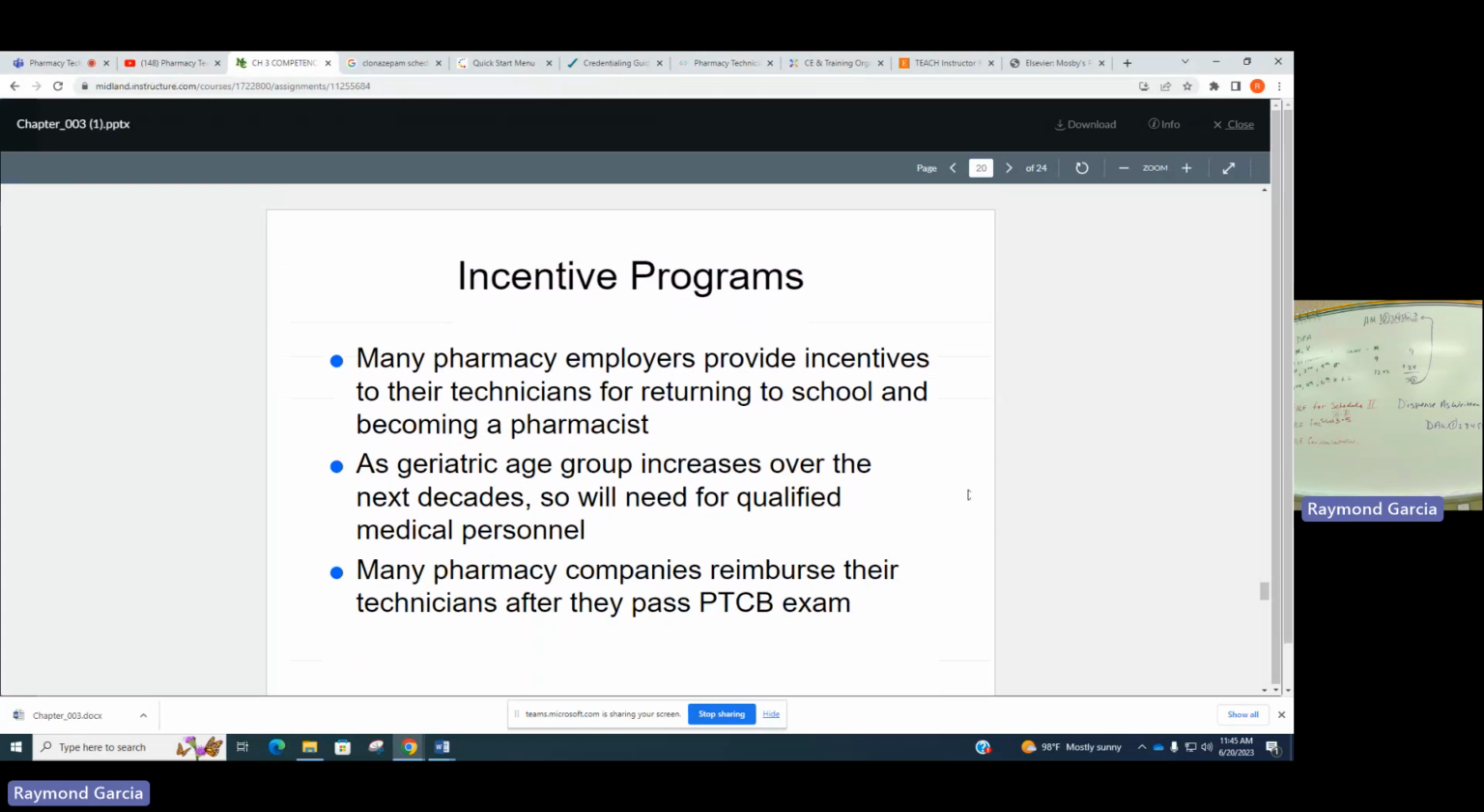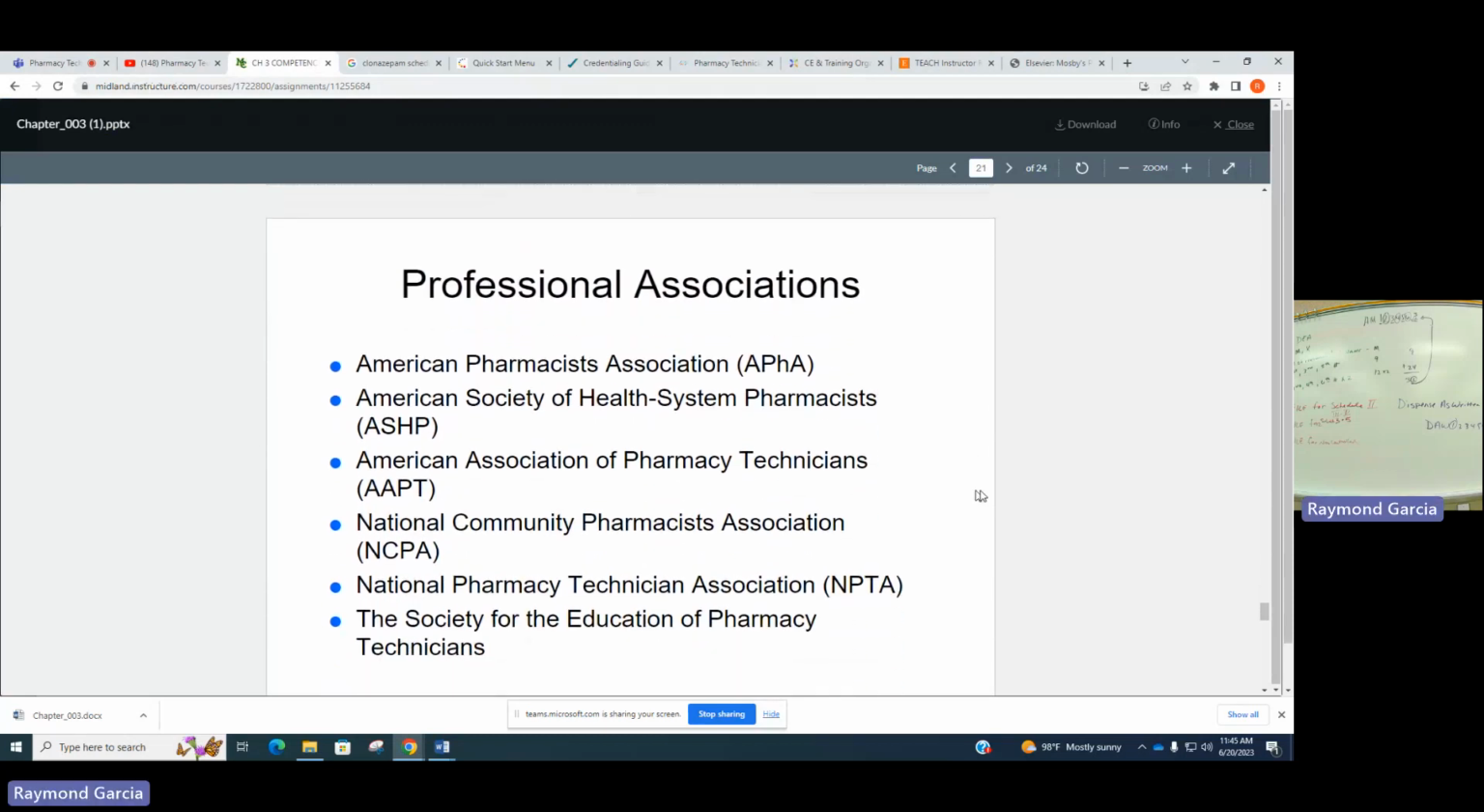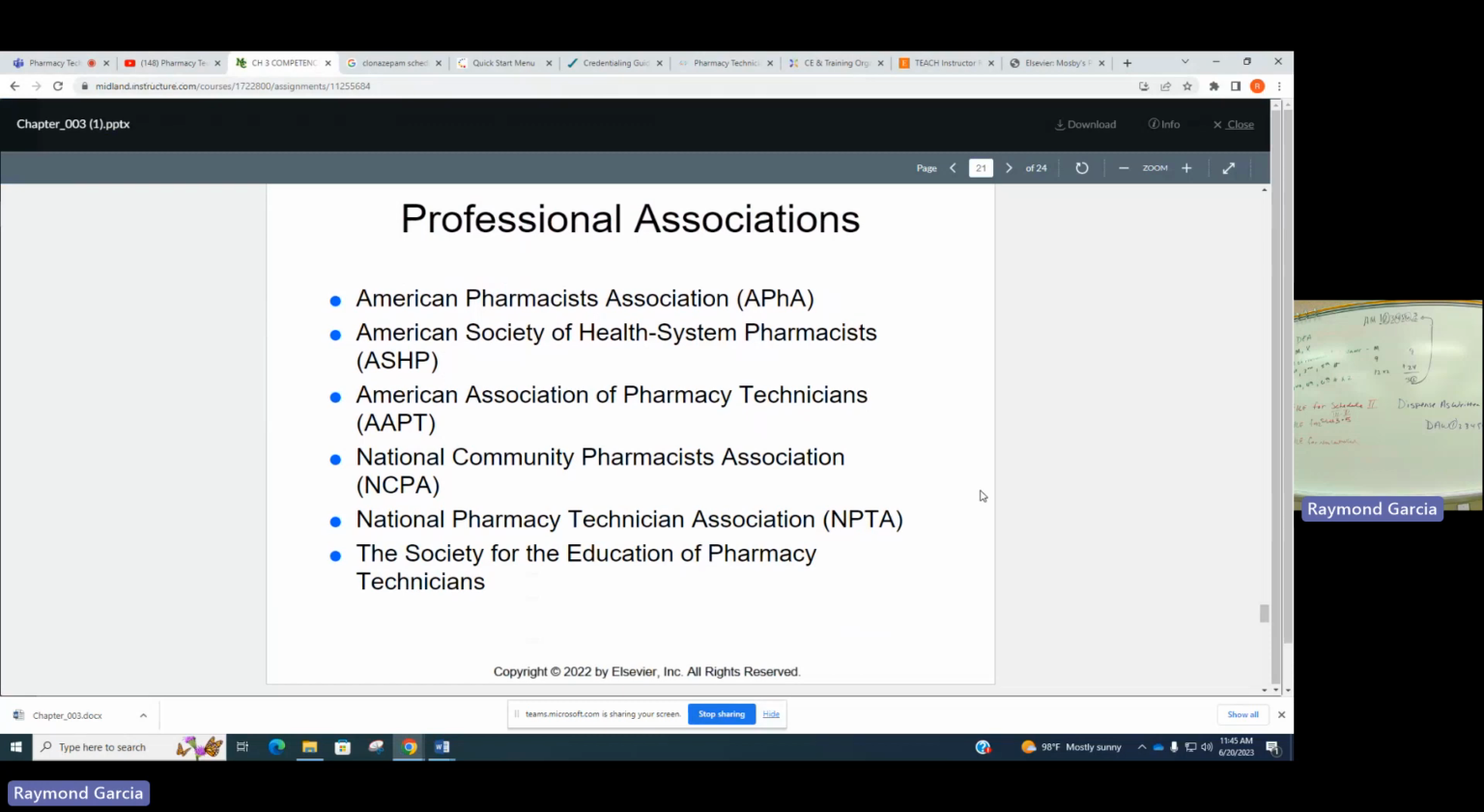As the geriatric age group increases over the next decade, so will the need for qualified medical personnel. Many pharmacy companies reimburse their technicians after they pass the PTCB exam. I know CVS does. I don't know about Walgreens. Sometimes hospitals do reimburse as well. Some types of associations to become familiar with, and also become familiar with their abbreviations as well.